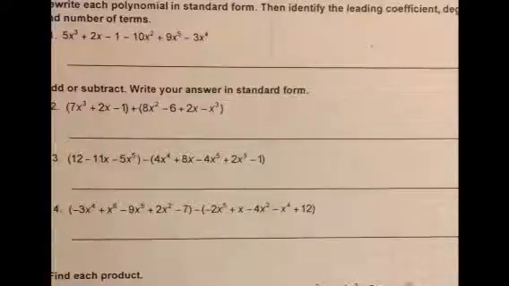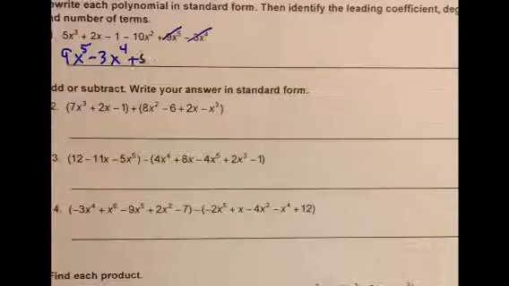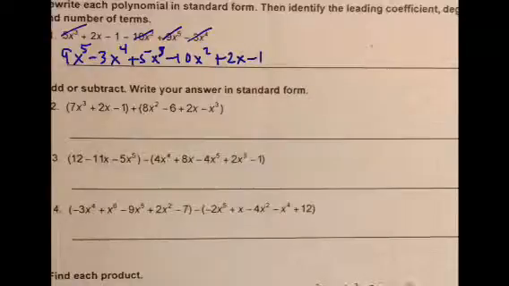Alright, so for number 1, we have to put it in standard form, so we go from the highest degree to the lowest degree. So this one, 9x to the 5th, and then the next one would be negative 3x to the 4th, and then plus 5x cubed, oops, that's a cube, minus 10x squared, plus 2x minus 1. Identify the leading coefficient.